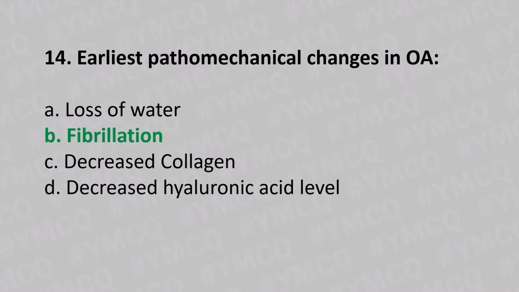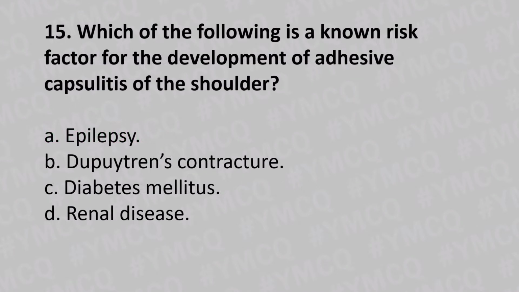Moving to our 15th question. Which of the following is a non-risk factor for development of adhesive capsulitis of the shoulder? Option A, epilepsy. Option B, Dupuytren's contracture. Option C, diabetes mellitus. Option D, renal disease. And the answer is option C, diabetes mellitus.